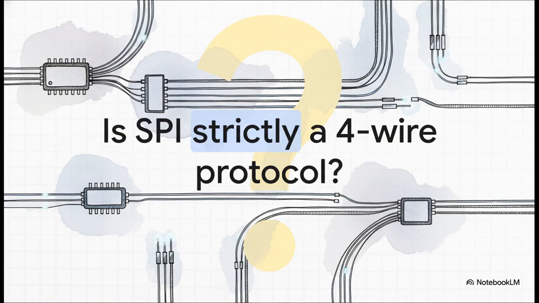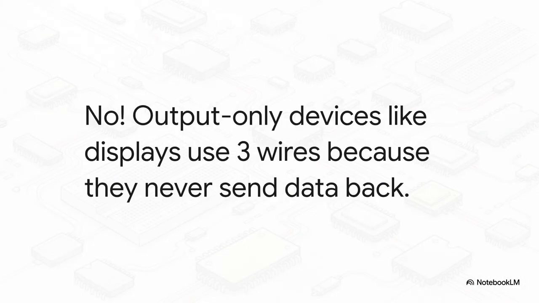Which brings us to a fantastic trick question. You might actually get hit with this in a technical interview to test your practical, real-world understanding of the protocol. We literally just called it a 4-wire protocol, right? But is SPI strictly a 4-wire protocol? The answer is a resounding no. It turns out the MISO line is entirely optional depending on the specific hardware.